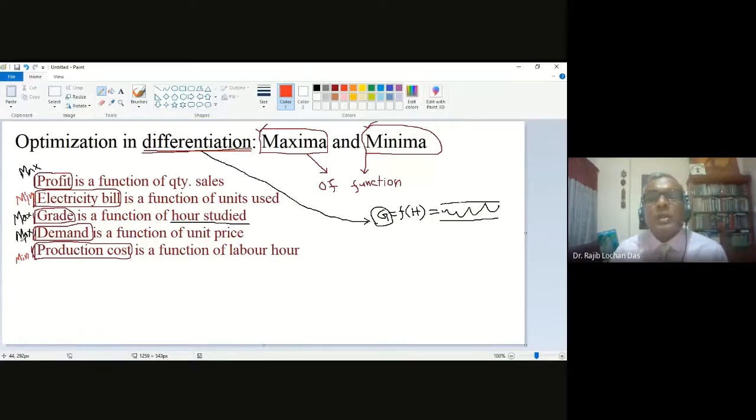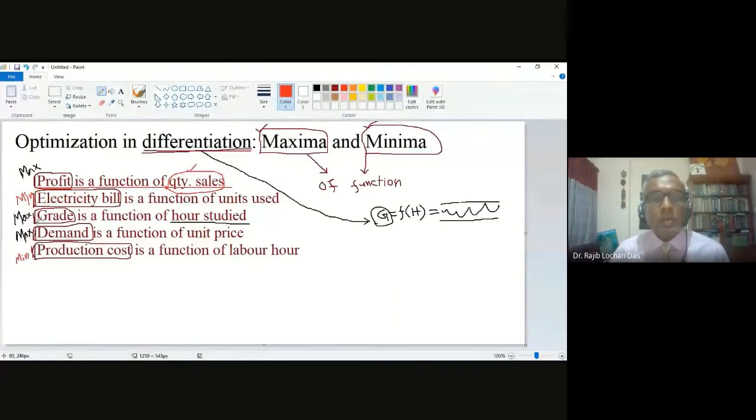You understand my point? Actually, in real life, it is not so easy to make the function so easily. Everyone will understand how many quantity sales should be there so that the profit will be maximum. No, it is not so simple in real life, because there are many other things. The function is not only of one independent variable. This is the independent variable, quantity sales, but you cannot depend on only this.